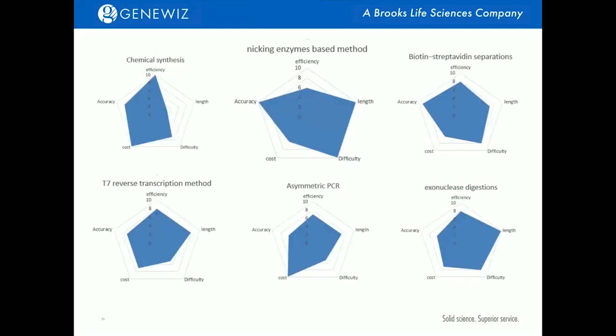Okay, so I just put a summarizing slide here comparing the key performance of all these 6 methods when you plan to generate your single-strand DNA. Again, we believe in terms of quality, the nicking enzyme-based method is the choice. But if you care more about costing or timing, you may choose other methods.